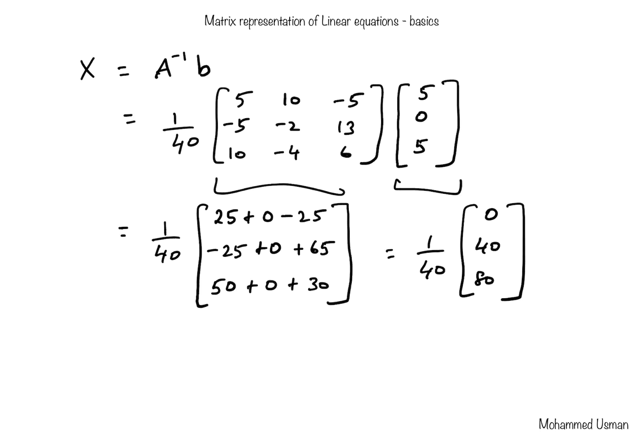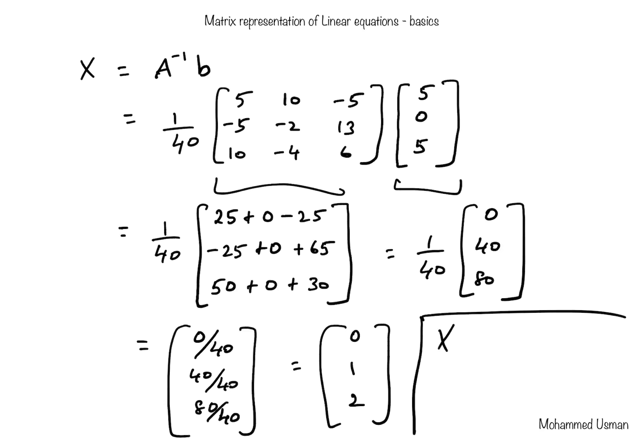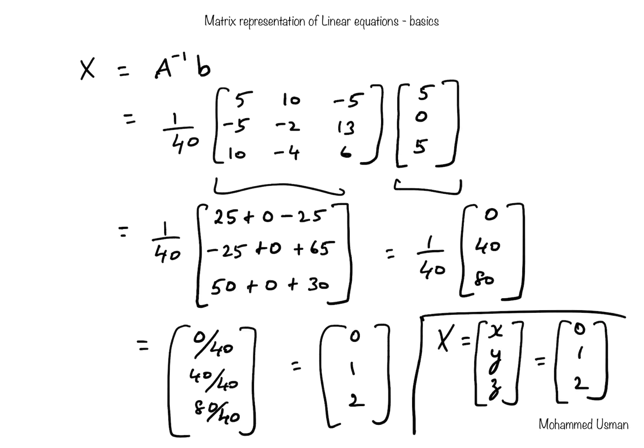So we have this for the value x. Now we can take this 1 by 40 inside the vector, so that is equal to 0 by 40, 40 by 40, and 80 divided by 40. So that's our vector of solutions. 0 by 40 is 0, 40 by 40 is 1, and 80 by 40 is 2. So the vector x is equal to 0 1 2. Capital X, the vector x, contains the elements small x, small y, and small z, which is equal to 0 1 2. So that means our solution is x equal to 0, y equal to 1, and z equal to 2. So that's the solution, or the values of x, y, and z that would satisfy all the three equations.